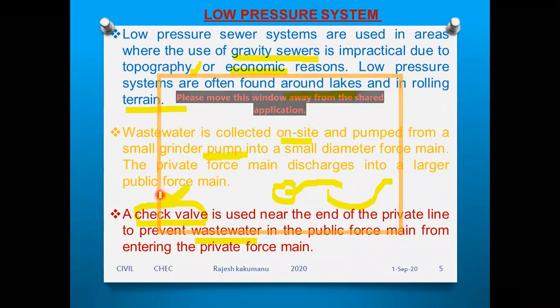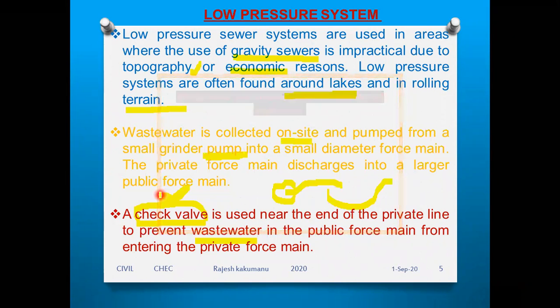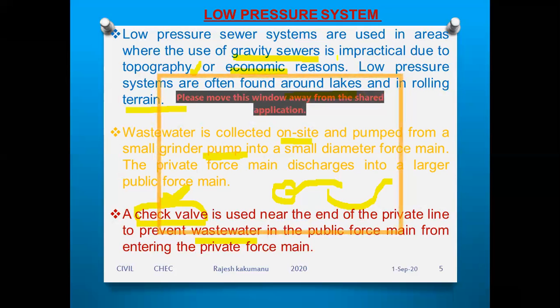The waste is coming and is pumped into the small gravity, and this is pumped through the pipe to the small diameter force pipe. Later the private force main discharges into the large main force. What other instrument are we using? We are using the check valve.